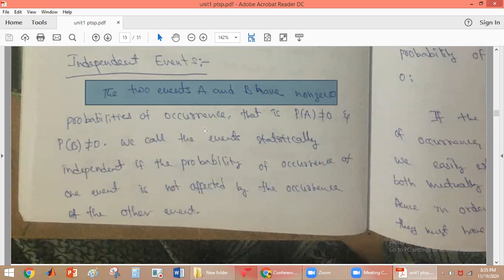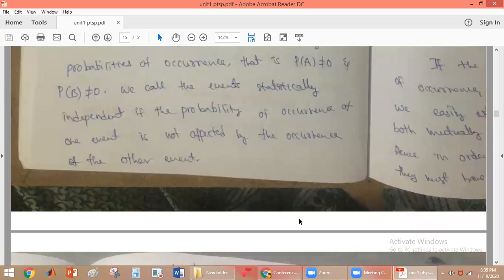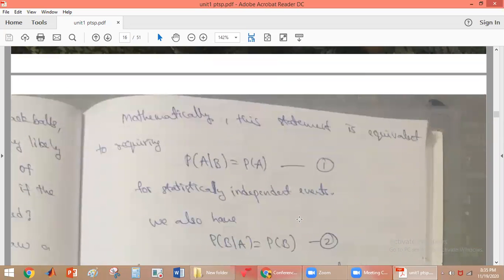When you say these two events are statistically independent, if the probability of occurrence of one event does not affect the occurrence of the other event, then we say that these two events are statistically independent. Now, mathematically, how do we denote it? The probability of A given B is equal to the probability of A, since these two events are independent. The occurrence of one event does not affect the occurrence of the other event.